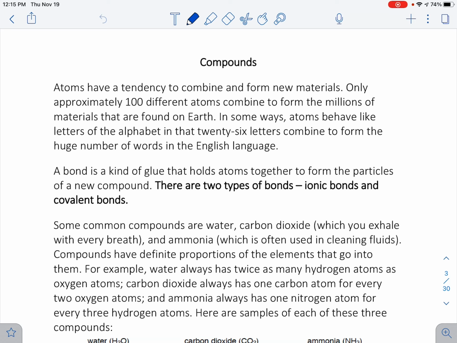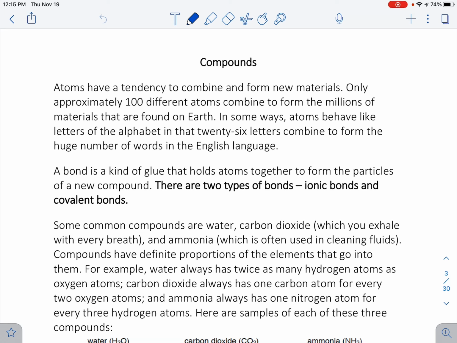So compounds. Atoms have a tendency to combine and form new materials. Only approximately 100 different atoms combine to form millions of materials that are found on Earth. So that's the 100 different elements. In some ways, atoms behave like letters of the alphabet, in that the 26 letters combine to form a huge number of words in the English language.